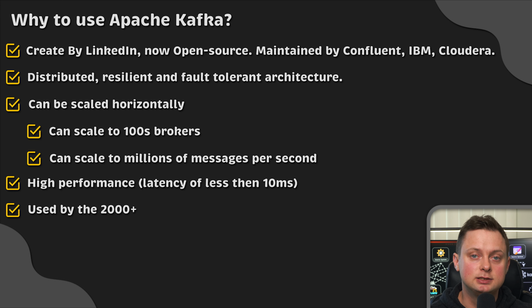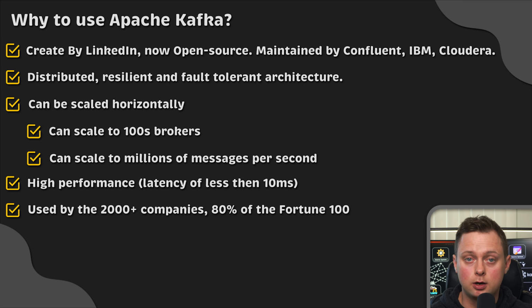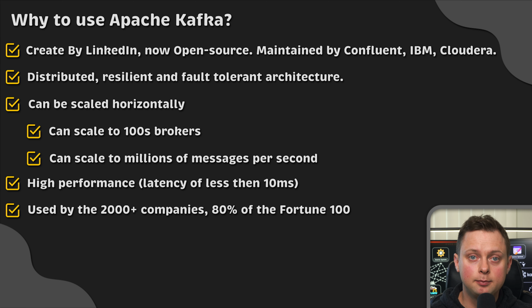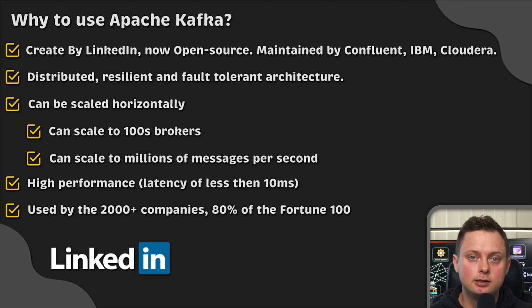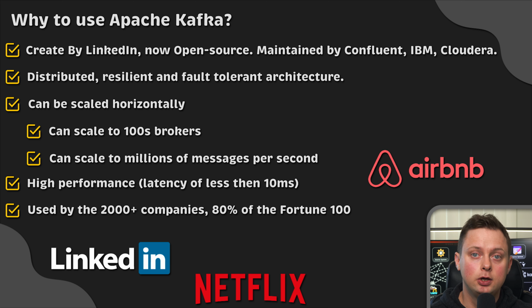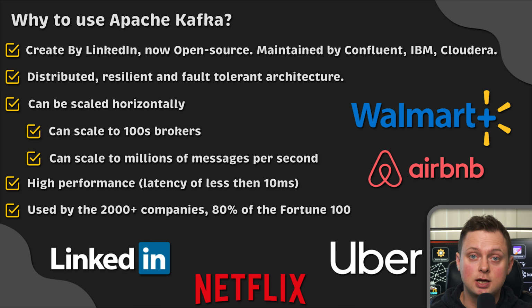Plus, Kafka is widely adopted all over the world. Over 2,000 companies are publicly using Kafka, including 80% of the Fortune 100. Big names like LinkedIn, Airbnb, Netflix, Uber and Walmart use Kafka, but you don't have to be a mega corporation to make use of Apache Kafka.